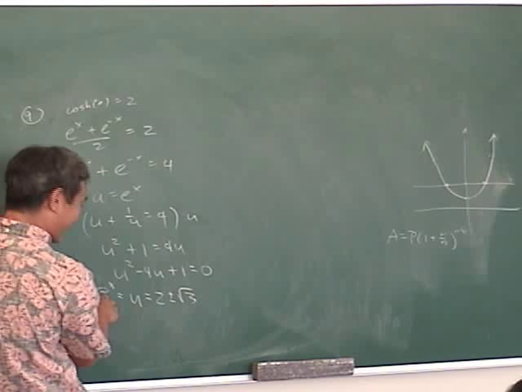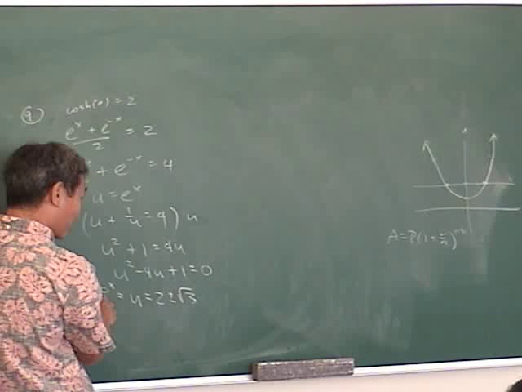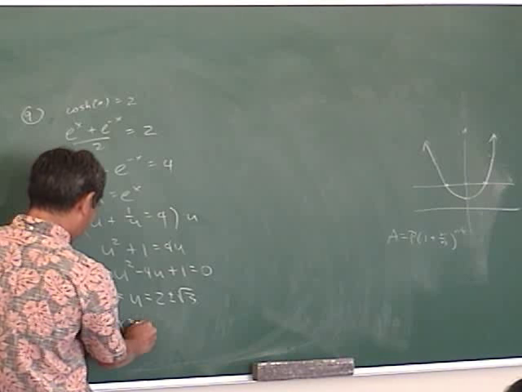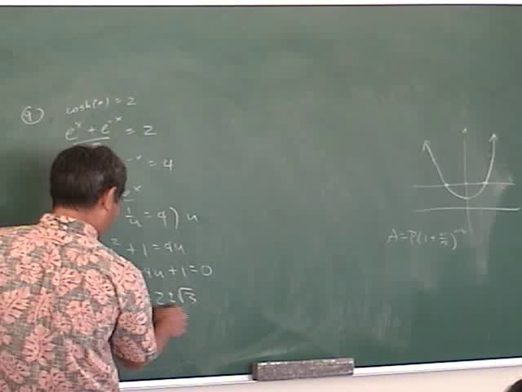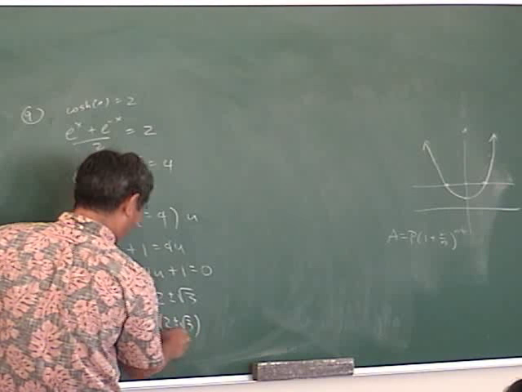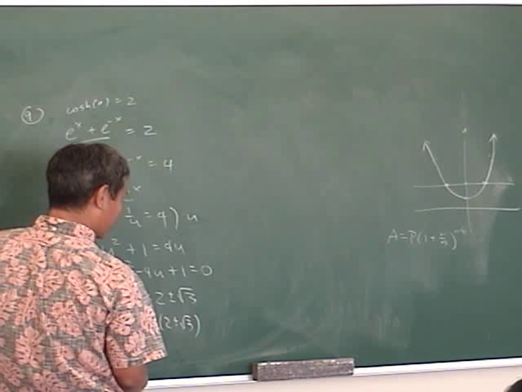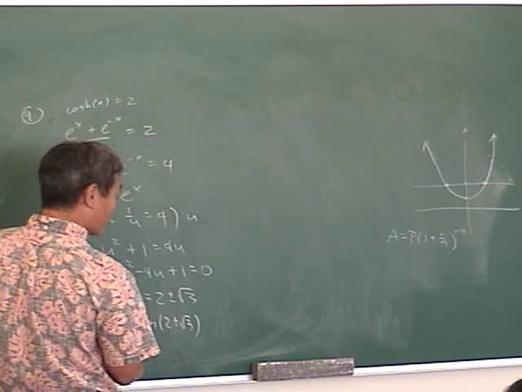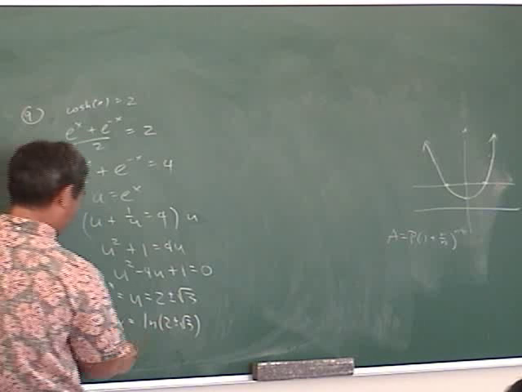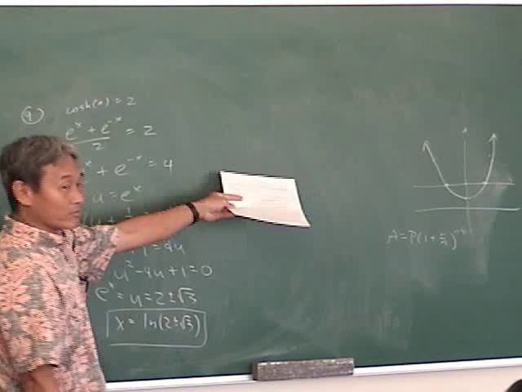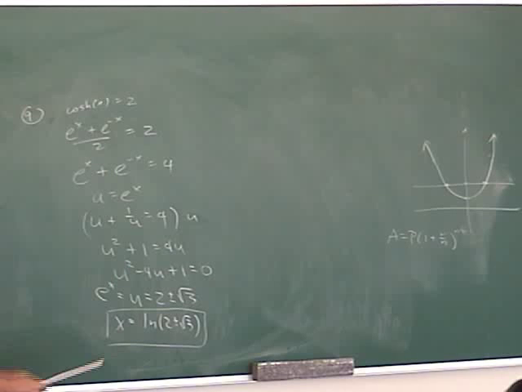So how do I get rid of e? You natural log both sides. So natural log of e to the x is x, right? And natural log of this is just natural log of that. And are both of these numbers positive? Because you cannot have natural log of a negative number. Yeah, 2 minus root 3 is positive, so these are your two answers right there. Like I told you, we're supposed to have two answers, right? Before we even start the problem, you know.